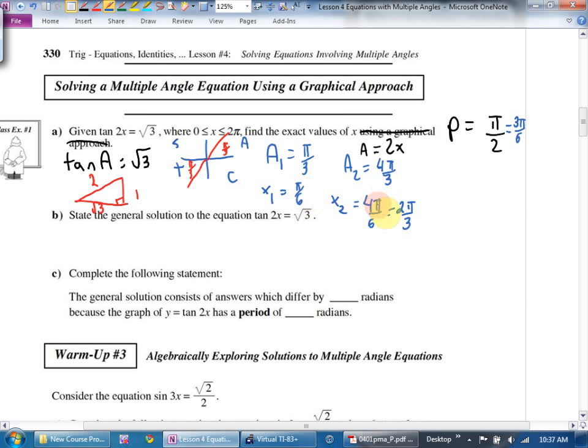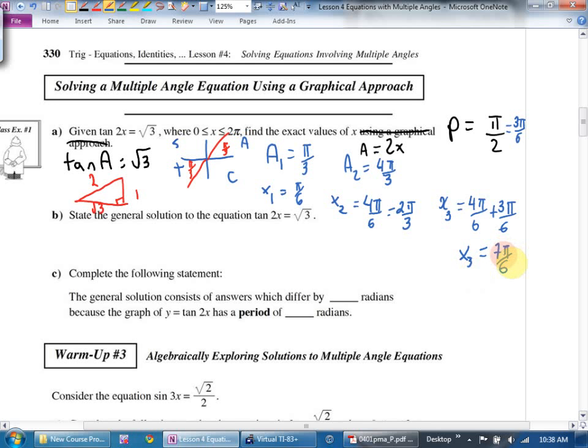So let's add the period to this one. 4 pi by 6 plus 3 pi by 6 equals 7 pi by 6. Is that less than 2 pi? Yeah, okay, so that's the solution. X4 would be, let's see if we add the period to this one. Are we still less than 2 pi?